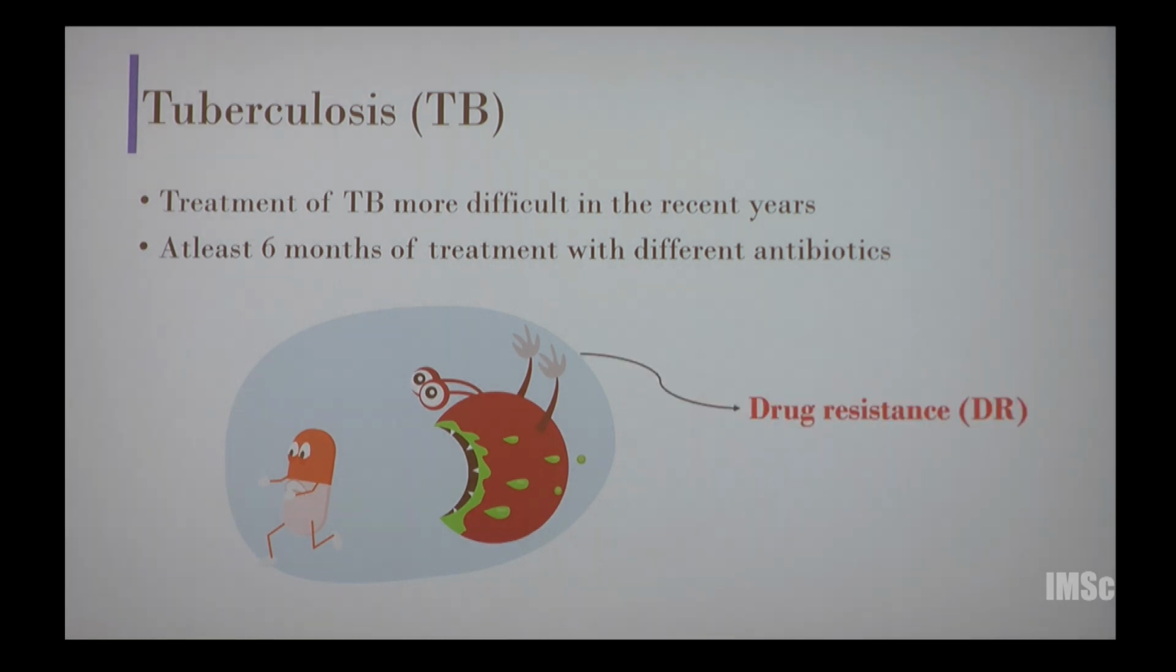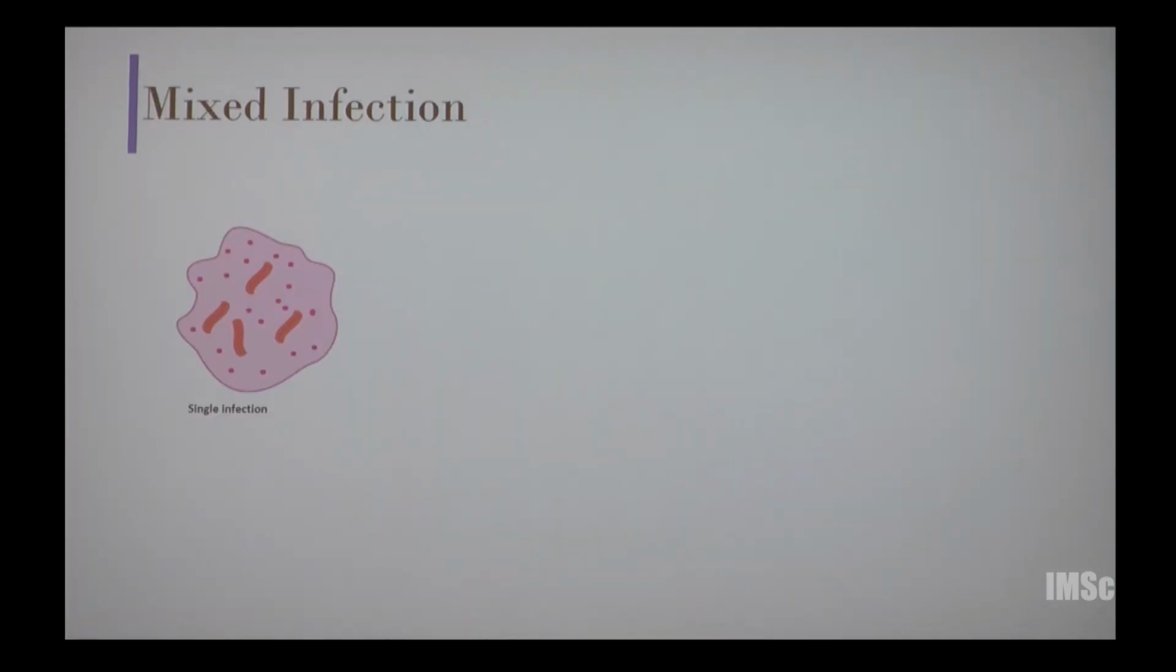So what is this drug resistance? It is when the medicines that are intended to work for TB do not work as expected. There are several reasons attributed to drug resistance, and one of the hypotheses is that the presence of mixed infection could make the disease condition much more severe. So let's see what this mixed infection is. TB could be caused either by a single strain of TB bacterium or by more than one strain of TB, which we call mixed infection.